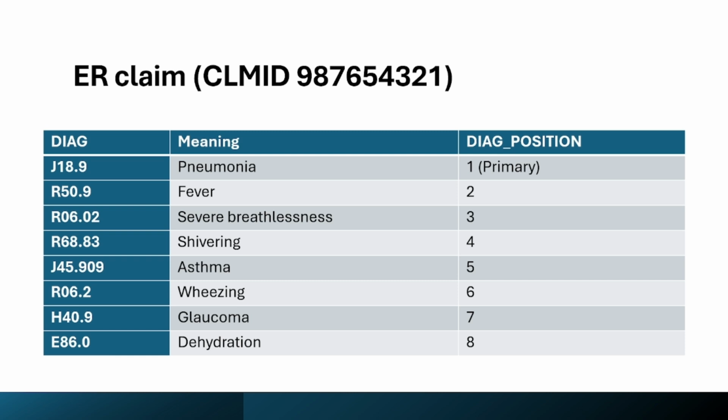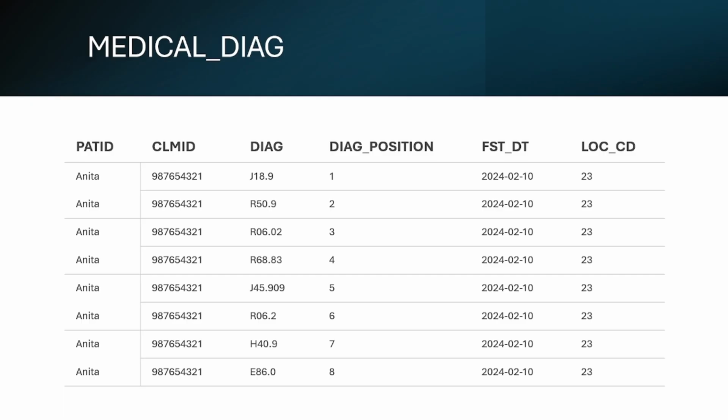This is an ER claim. Now in Optum it is transferred into a data set called medical underscore DIAG. This is the Optum data set now. What you're seeing is a couple of essential columns. Let's take the example of the emergency room and how that particular claim data got converted into the Optum database, how it gets transformed in the Optum database.